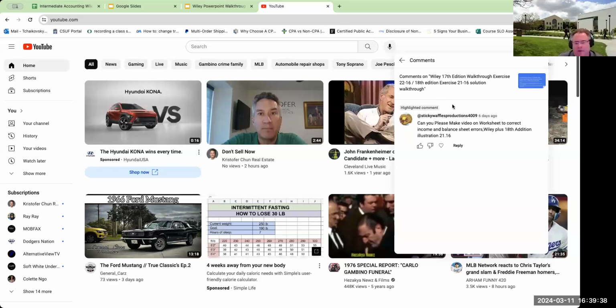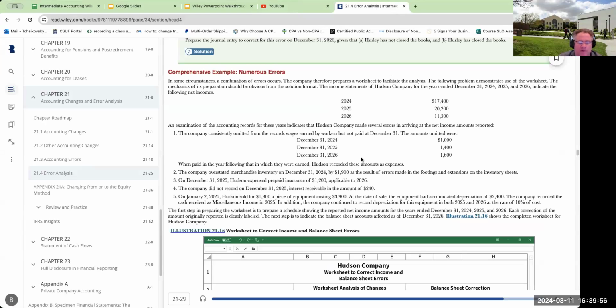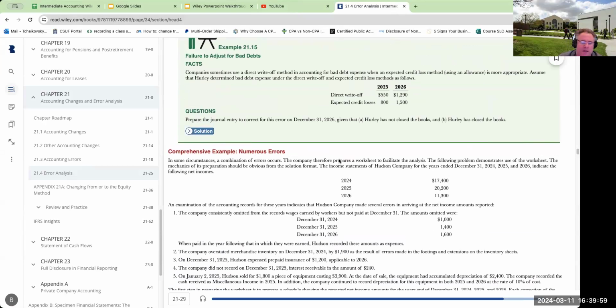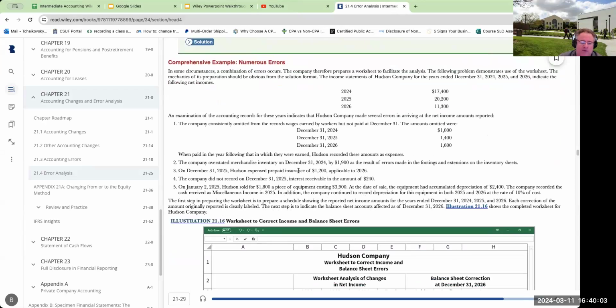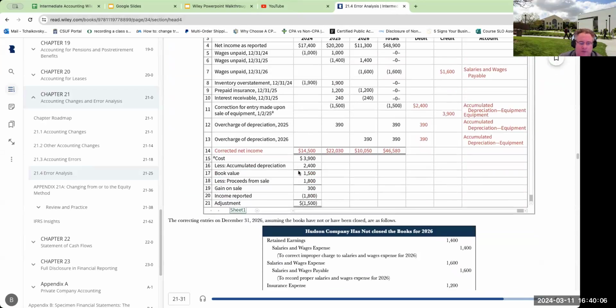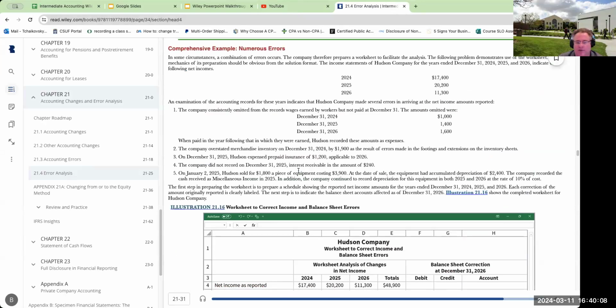Welcome. I got a comment from a viewer, which is, can you please make a video on the worksheet to correct income and balance sheet errors, Wiley Plus 18th edition, illustration 21-16. Just to show you what this was looking at, if we come down over here, comprehensive example, numerous errors. This is what we're going to be going through and creating today.